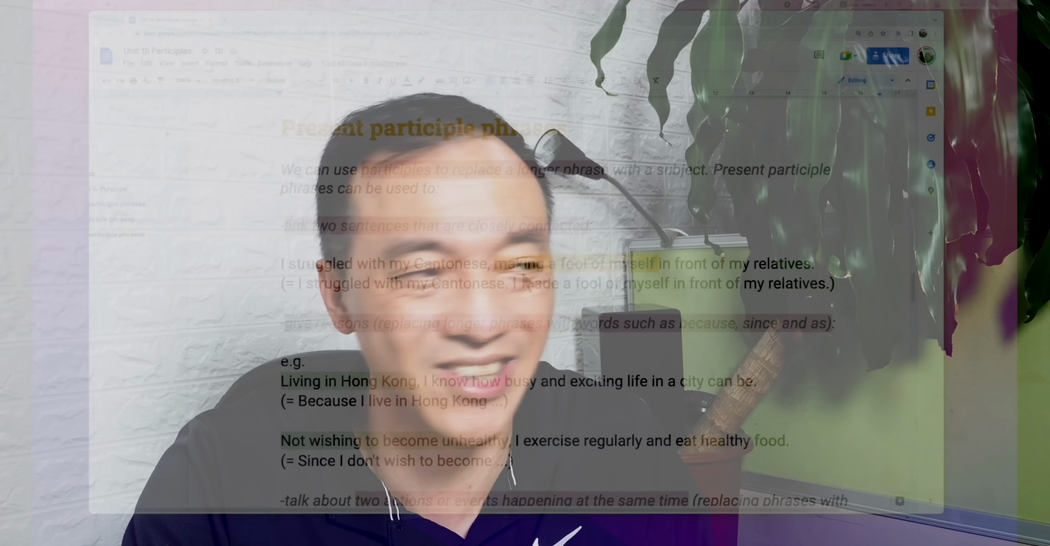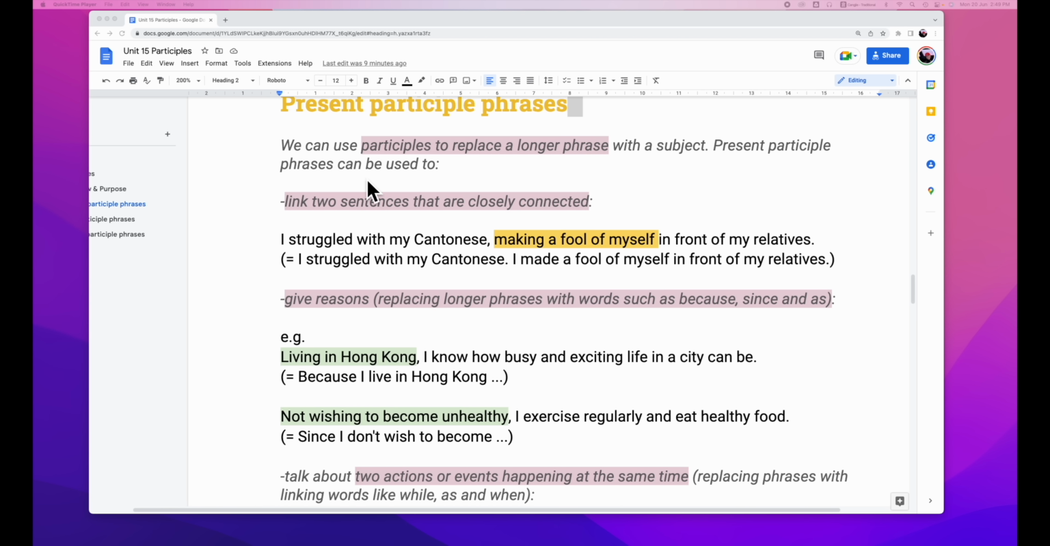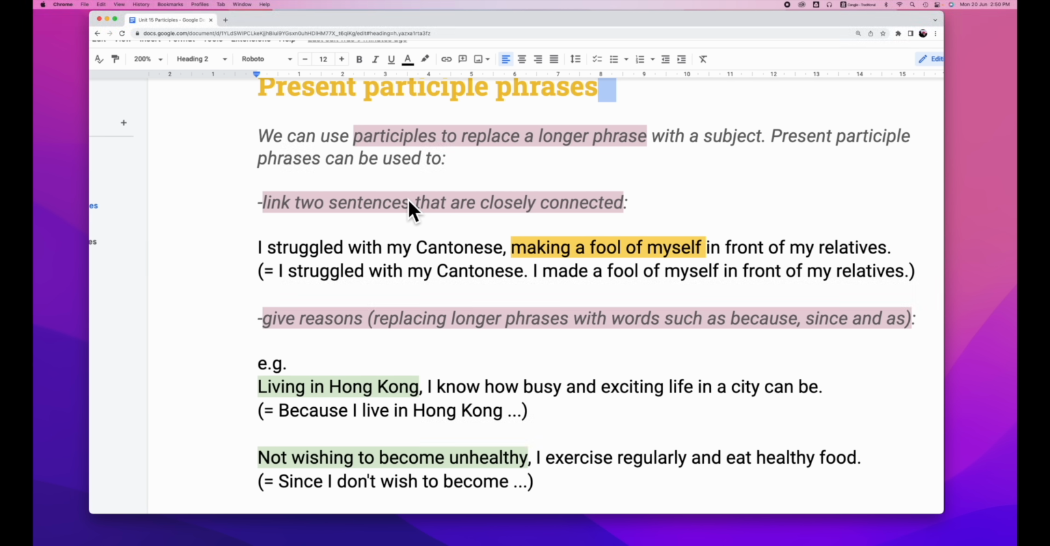Then, what is the number one thing that we have to concern? The number one thing we have to concern is the reason for using present participial phrases. Let's take a look. We can use participial phrases to replace a longer phrase with a subject. Present participle phrases can be used to, number 1, link two sentences that are closely connected.